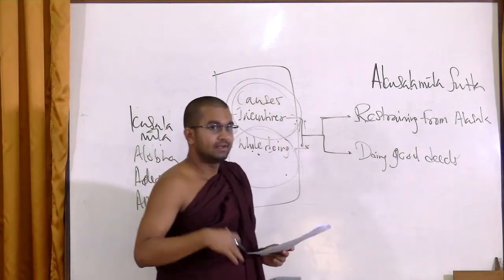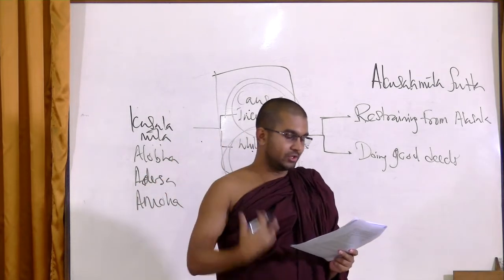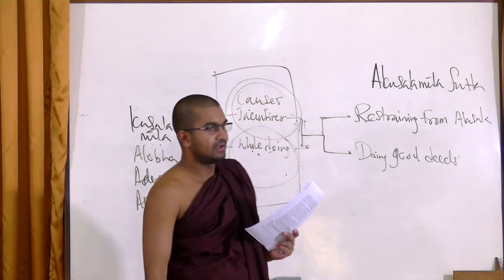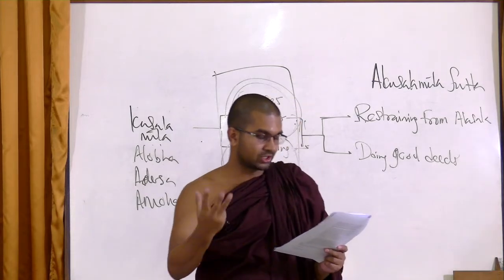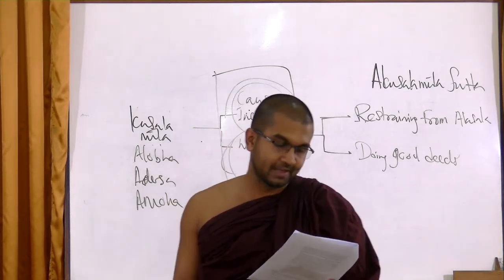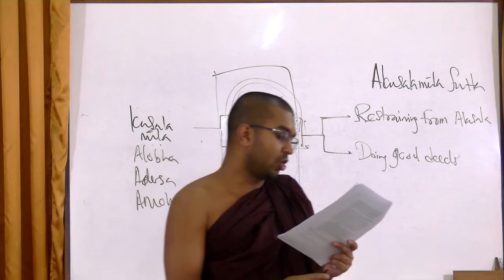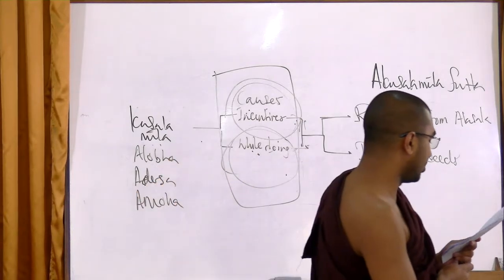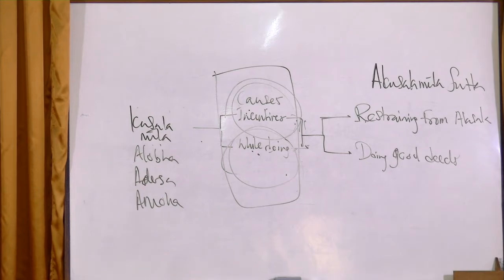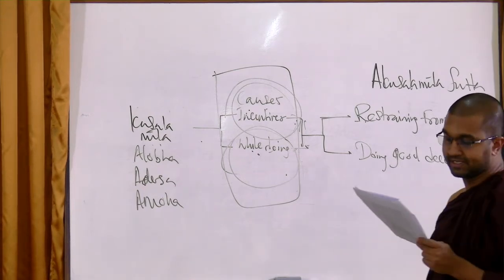In both cases, while restraining from evil and while doing good, the three roots can perform their functions. If I talk about restraining from evil deeds, normally, while restraining from immoral deeds, all three wholesome roots, alobha, adosa, and amoha, play a role. For instance, one may restrain from panatipata out of loving kindness and compassion towards beings.